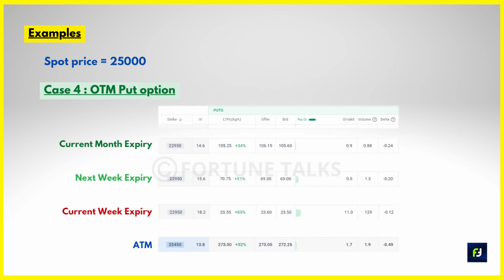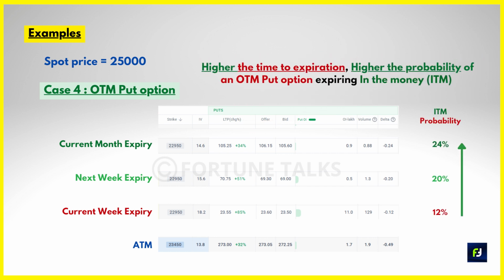Likewise, for an OTM put option, as there is less time left to expiration, the odds that an OTM put option will expire in the money will be lower. However, as the time left to expiration is high, the probability that an OTM put option will expire in the money increases, and on a relative basis, it tends to move closer towards minus 0.5 or 50%.